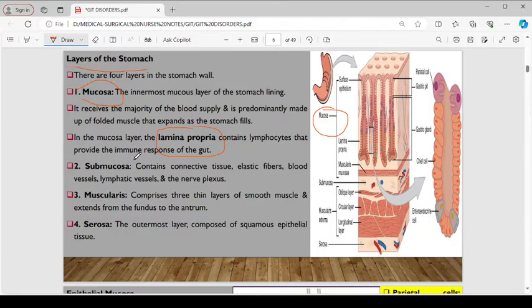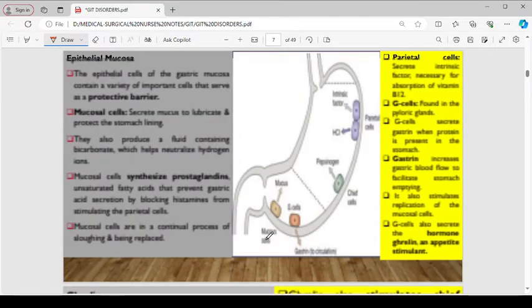Second, after mucosa, we go to submucosa, and this submucosa contains connective tissue, elastic fibers, blood vessels, lymphatic vessels, and the nerve plexus. Then from there we have the muscularis, and muscularis consists of 3 layers of smooth muscles that extend from the fundus, which is the superior part, to the distal part, the antrum part of the stomach. Lastly, we have the serosa. This one is the outermost layer. It's composed of squamous epithelium tissue.